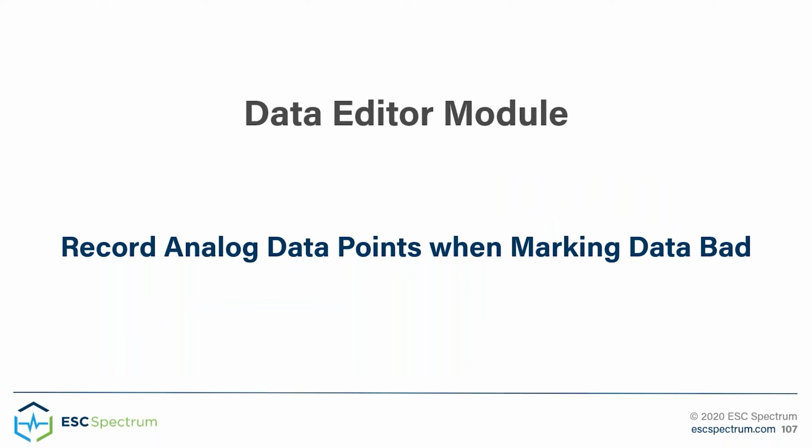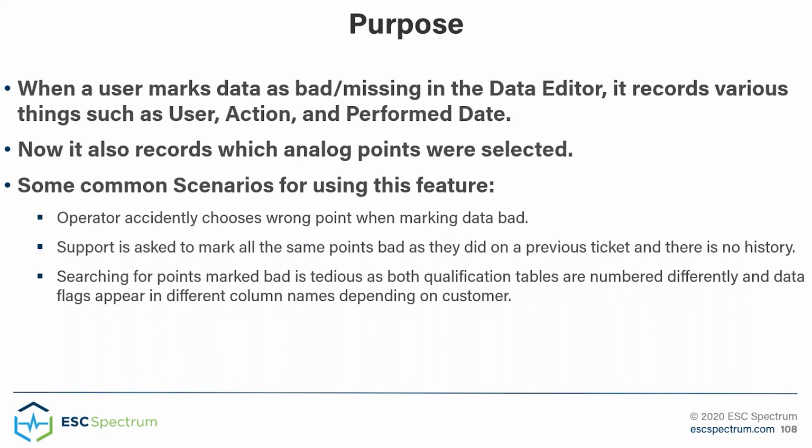All right, again, data editor module, record analog data points when marking data bad. So when you use the data editor, you can mark data points as bad or missing. And when you do that, Prism will record the user, the action, the perform date. It just kind of keeps a log of these changes that you're making. But it didn't record which points you were actually changing.